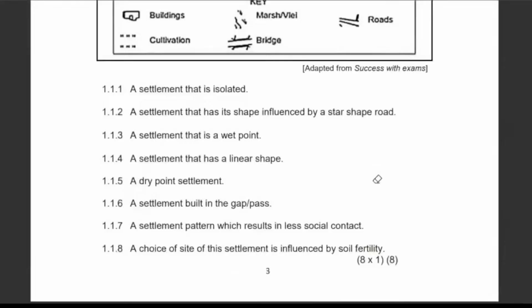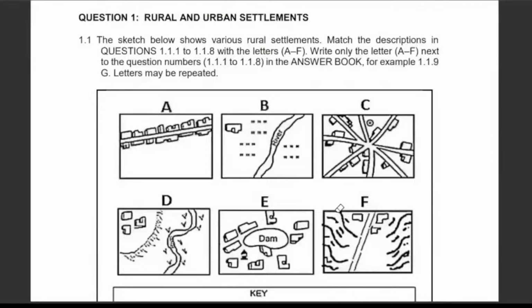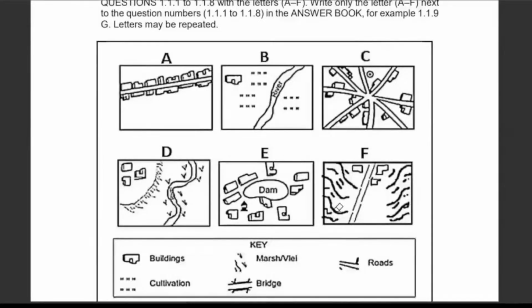Our first question is saying a settlement that is isolated. An isolated settlement, right. If we check here, we see that when we have a situation of isolation, our settlement or the buildings must be further away from others. They must be far away from others. So if we try to analyze using our symbol of the building on those given set of settlements, we find that settlement number B is the one that is in isolation.